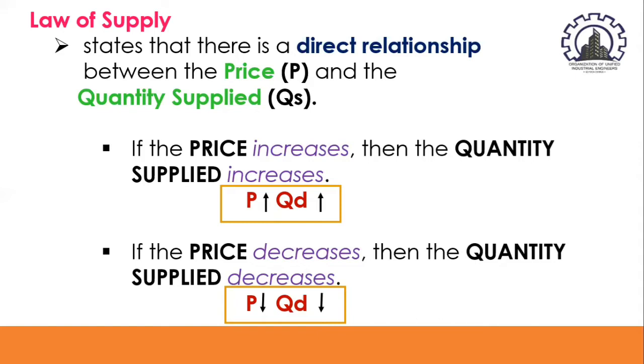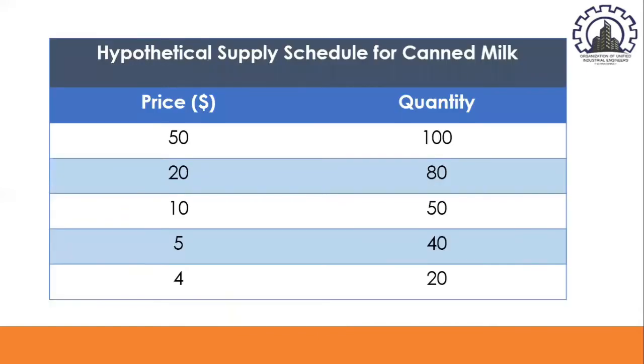As you can see, this is an example tabulation of a hypothetical supply schedule for canned milk. In this tabulation, it consists of two columns. The first column is the price column, which is expressed in terms of dollars. And the second column is the quantity column, expressed in terms of pieces of canned milk, to be specific.